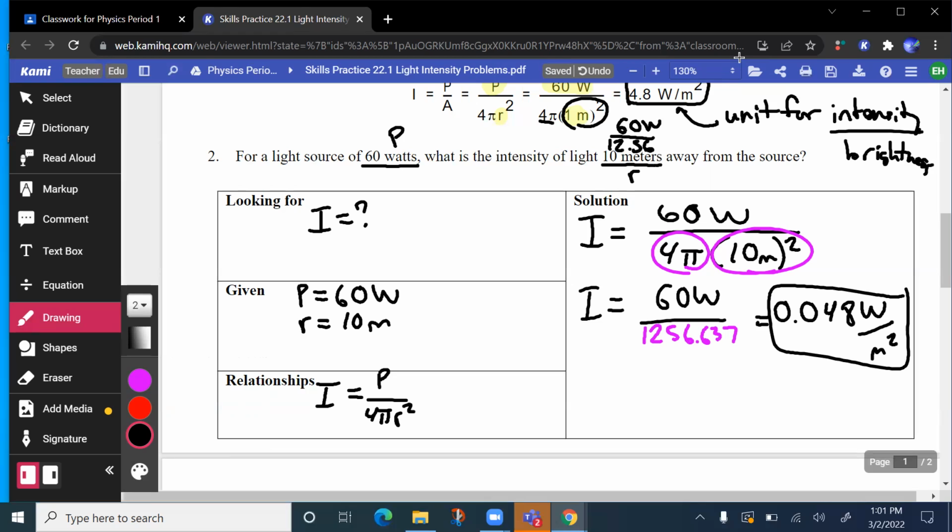Now that answer makes sense because if we are only 1 meter away from, let's say, a light bulb, it's very bright in our eyes. But if we're 10 meters away, if we're 10 times farther, that light bulb is going to appear very dim. So this is very dim light that we're looking at.